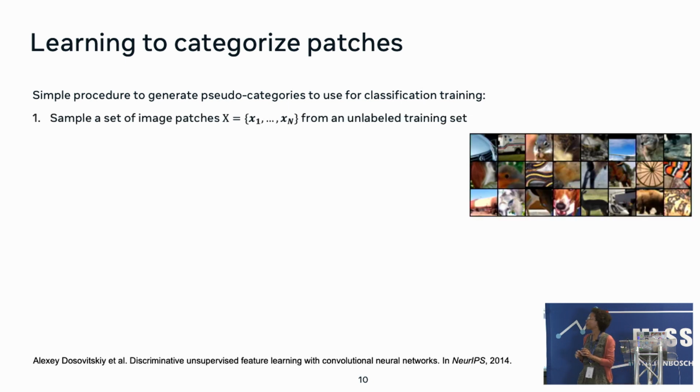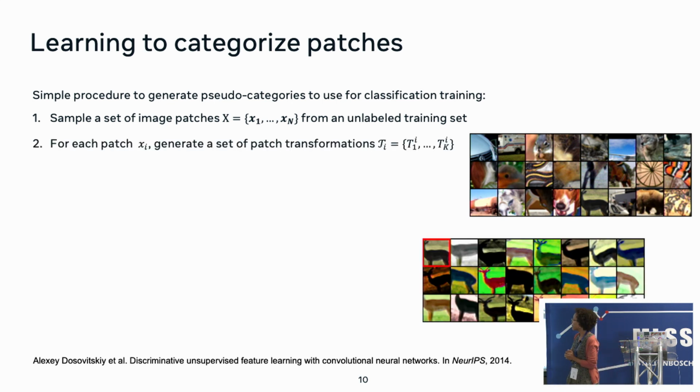So let's say we have some unlabeled training set, just a collection of images, no human annotations whatsoever. What we're going to do is sample a set of image patches from these images. Let's say we sample n patches. This is an illustration taken from the paper of different patches, and you can see they're not very small. They correspond to things like small objects or parts of objects.